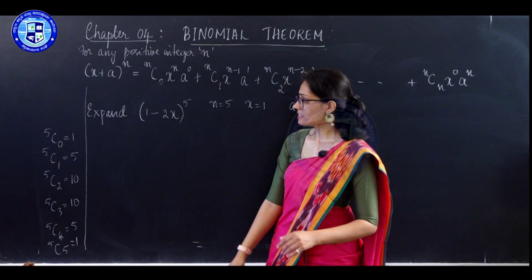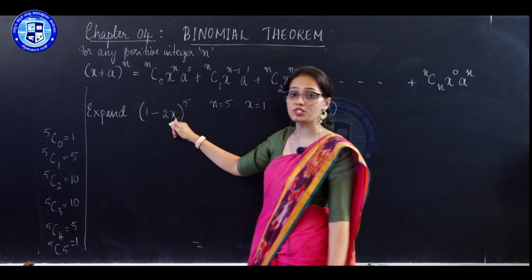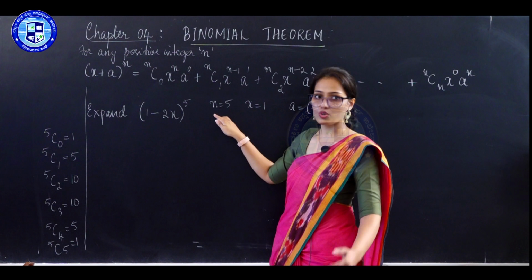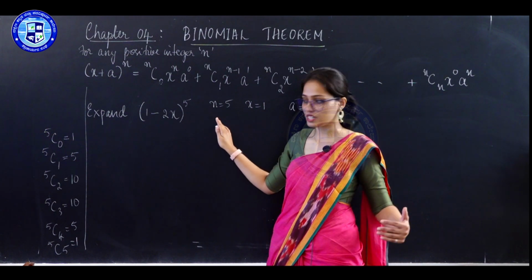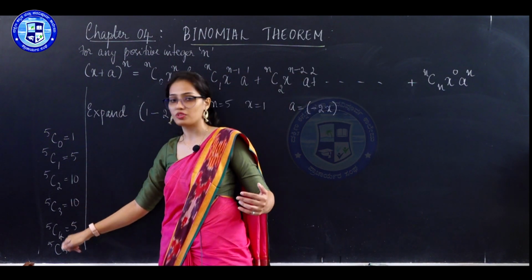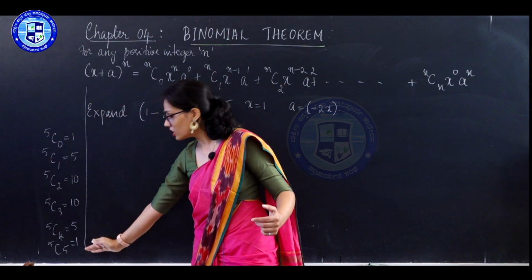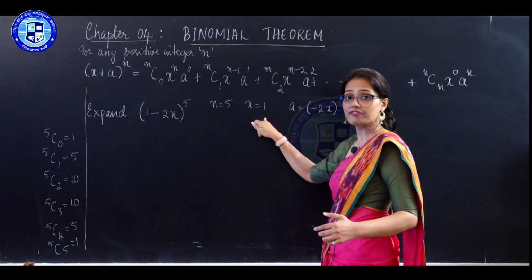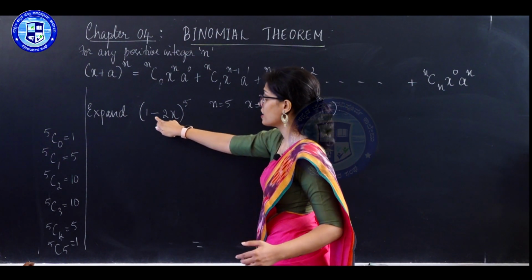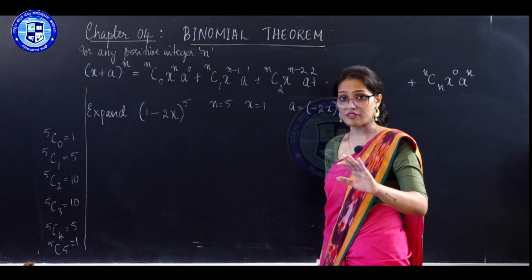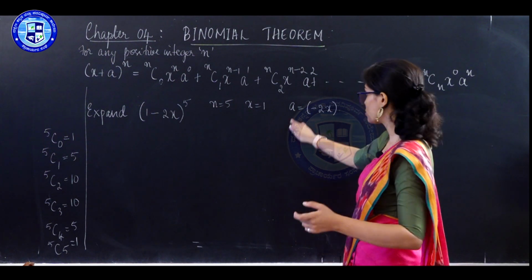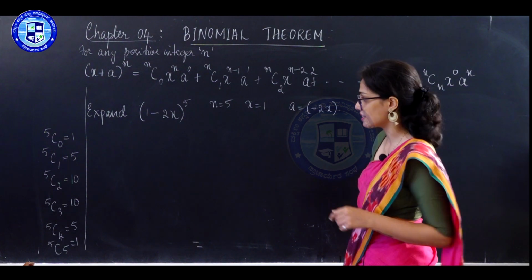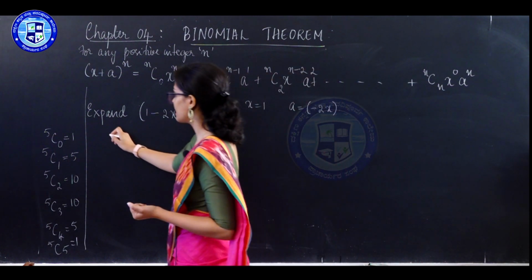Next question, let us expand 1 minus 2x to the power 5. Now, n value is 5. So, the coefficients will be 5c0, 5c1, 5c2, 5c3, 5c4 and 5c5. I have made a note of the coefficients. Okay. Now, in the place of x we have 1, in the place of a we have minus 2x. Be careful, take along with the sign. So, a is minus 2x. You have to take x and a along with their signs. Clear? Okay. Now, let us write the expansion.